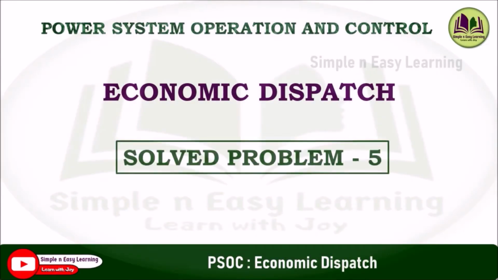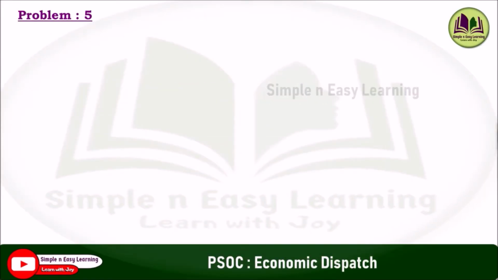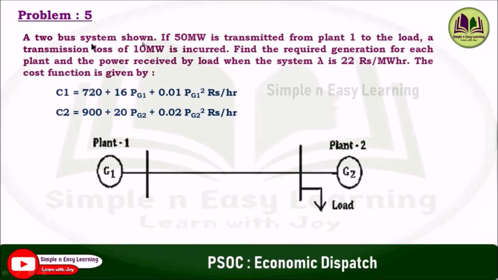Economic dispatch solved problem 5. A 2-bus system is shown. If 50 megawatt is transmitted from plant 1 to the load, a transmission loss of 10 megawatt is incurred. Find the required generation for each plant and the power received by load when the system lambda is 22 rupees per megawatt hour.